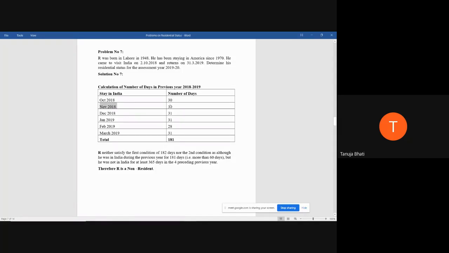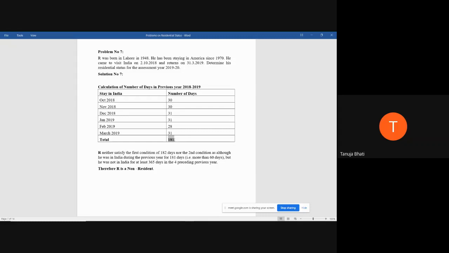In November 2018, he was again for 30 days complete because he returns in March 2019. So up to there, all the months he was there in India. December has 31 days where he stayed in India. January 31 days. Feb 28 days, and March 2019 again he stayed for 31 days and then he went back. Now I am counting March as 31 and not 30 because the day he's returning also should be calculated as stay in India. Now when we total this, it is 181 days. Now is he satisfying the first basic condition? What is the first basic condition?